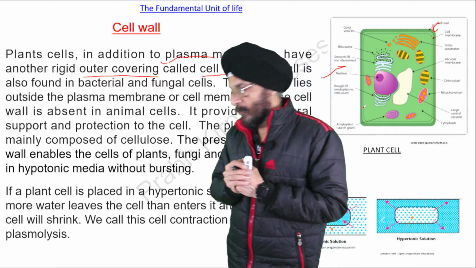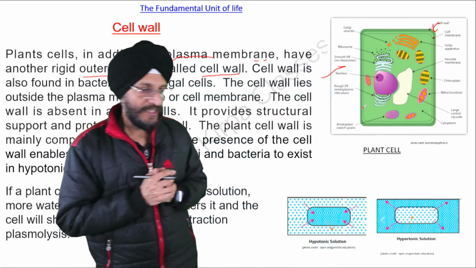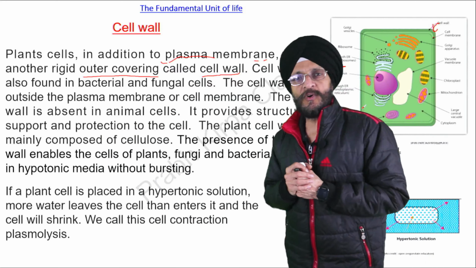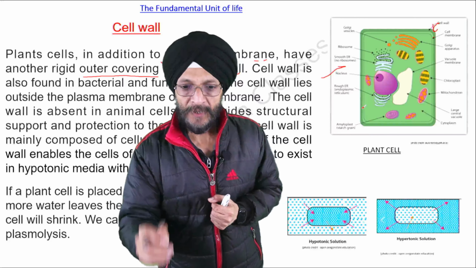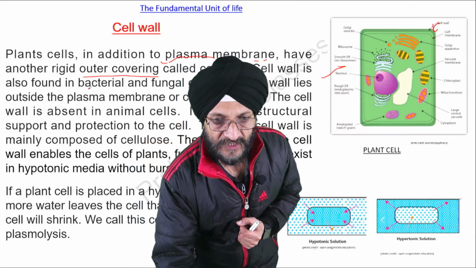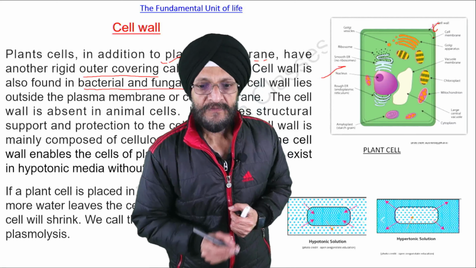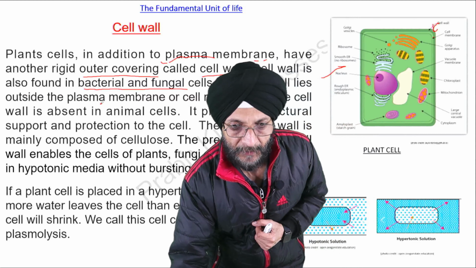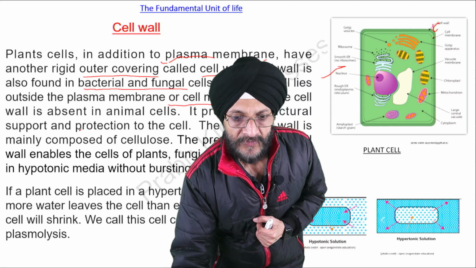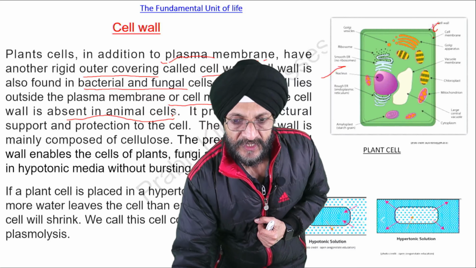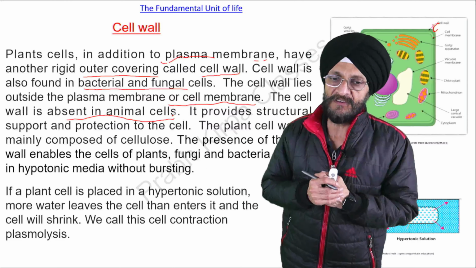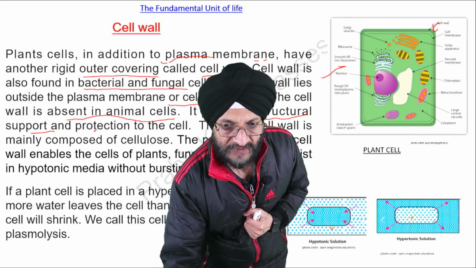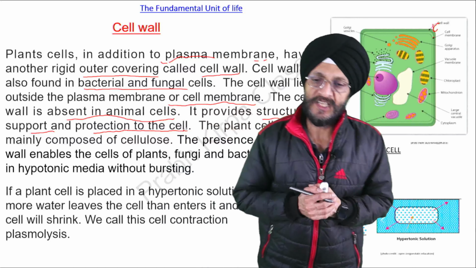Plasma membrane is found both in the case of plant cell as well as in the case of animal cell, whereas cell wall is found only in the case of plant cells. Cell wall is also found in bacterial and fungal cells. The cell wall lies outside the plasma membrane or the cell membrane. The cell wall is absent in animal cells. What is the function of the cell wall? Cell wall provides structural support as well as protection to the cell.